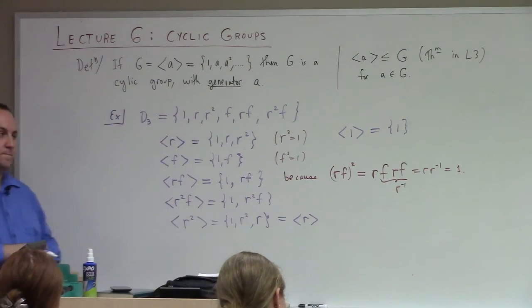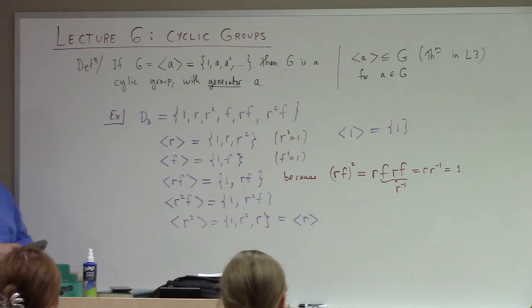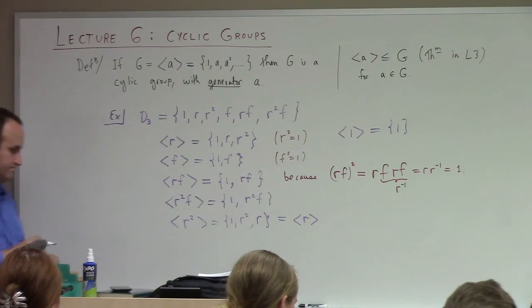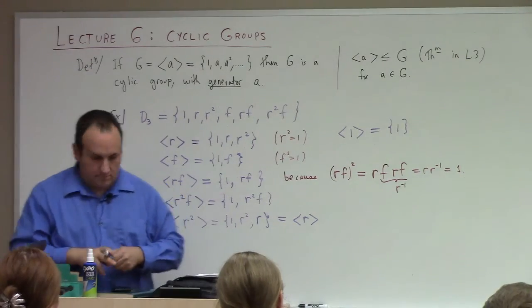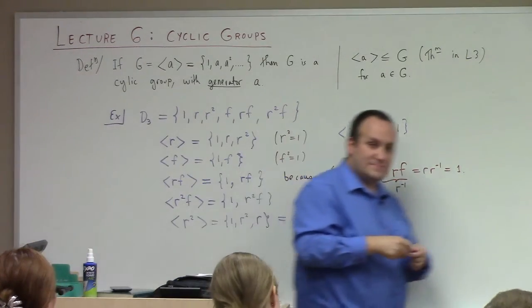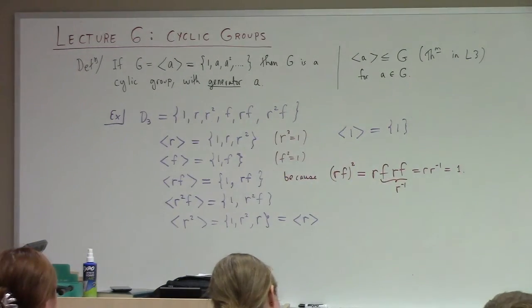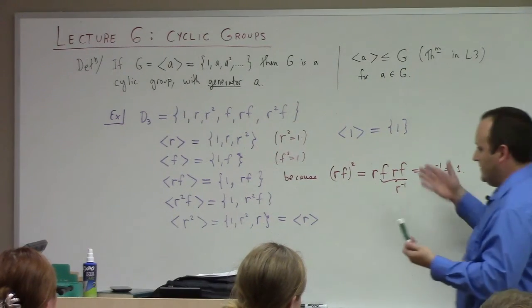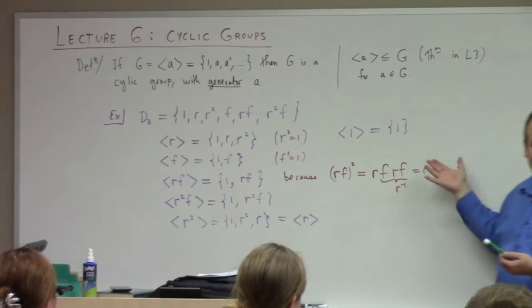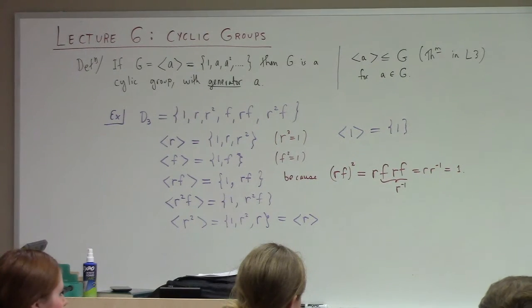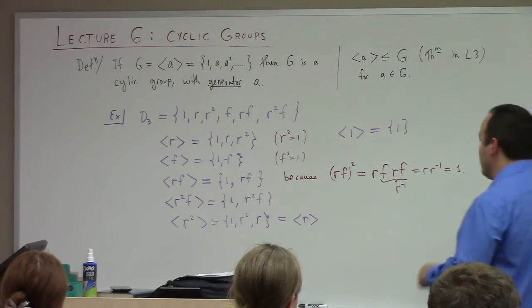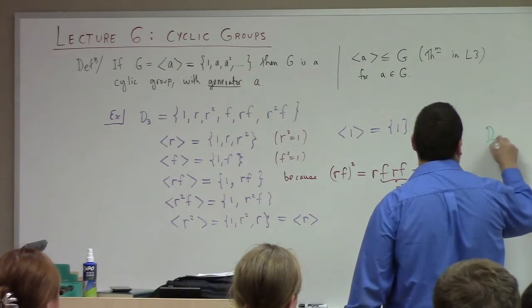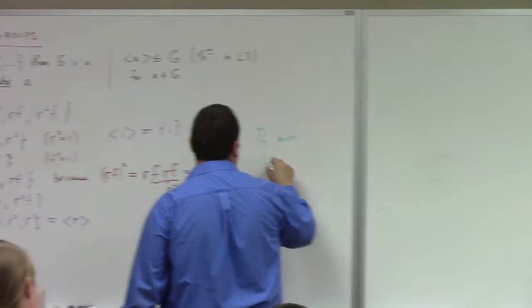All right, so is D3 cyclic? No, why not? You can't generate the whole group by a single element. How do we know this? Brute force. We just calculated all possible subgroups generated by an element. So D3 is not cyclic.